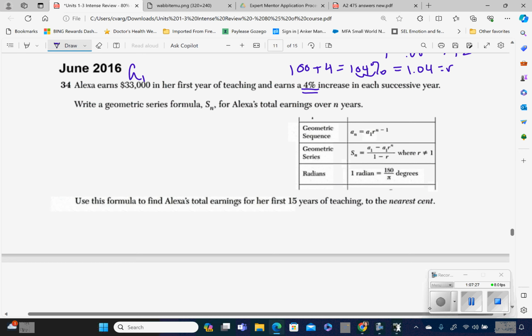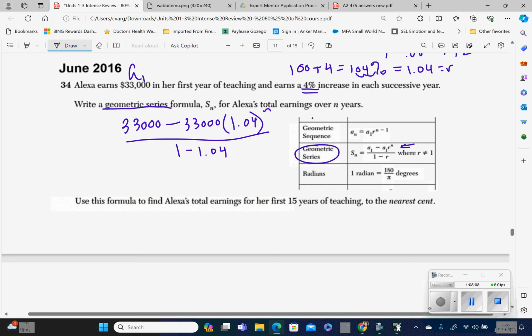All right, so it says write a geometric series. This is right from your reference sheet, the last page of the booklet. As soon as you get your test, rip it out, write down things that you need to remember that are in short-term memory, and then begin. So now we're just plugging this into this formula. So A1, 33,000, times R, which is 1.04 to the N. We don't know N, years. All over 1 minus R, which is 1.04. Done.